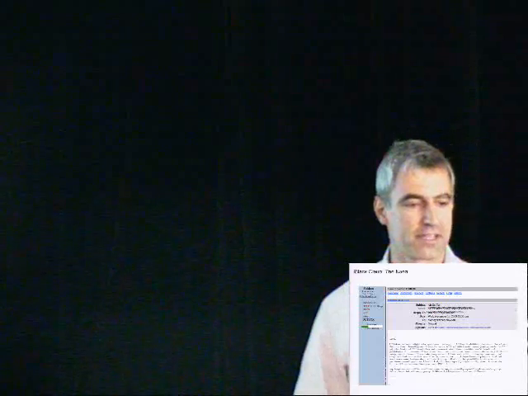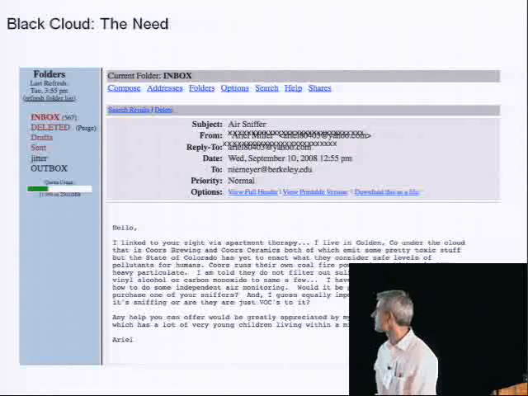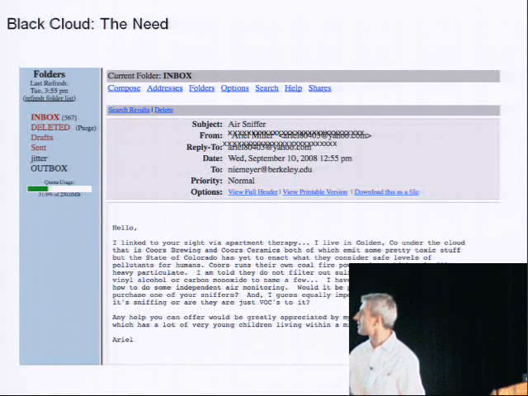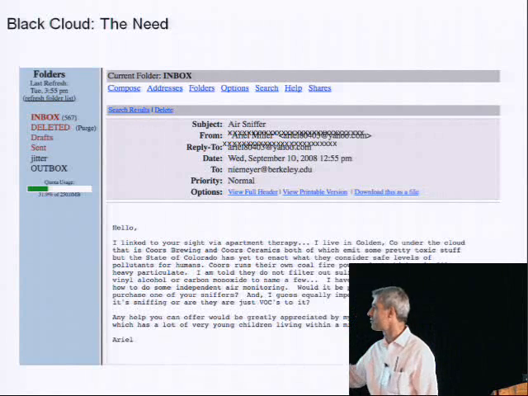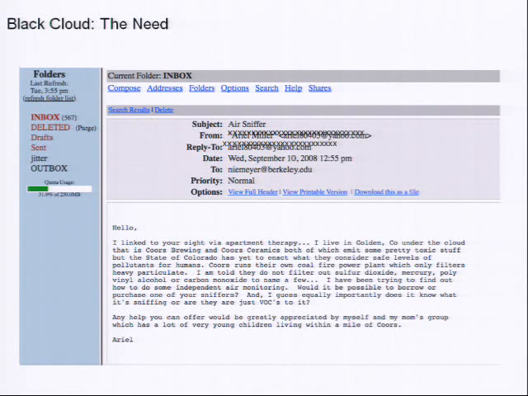So here's the serious part. Just ignore the email up there, the address. I got an email recently from a person that I don't know who found our work online and said, I linked your site via a website called Apartment Therapy. I live in Golden, Colorado. There's a Coors brewery right next to my house, is what she says. And it says, any help you can offer would be greatly appreciated by myself and my mom's group, which has a lot of very young children living within a mile of Coors, the brewery. So she's concerned that the brewery produces pollution, and she smells it with her nose, and she maybe imagines that it's there, but she doesn't know.